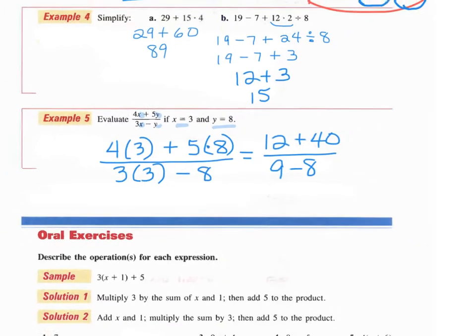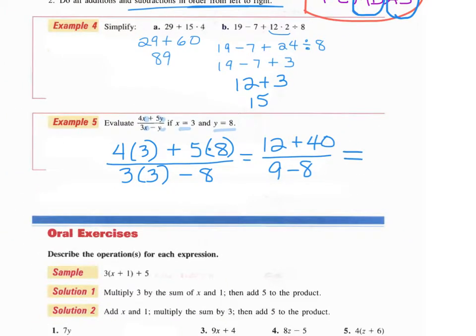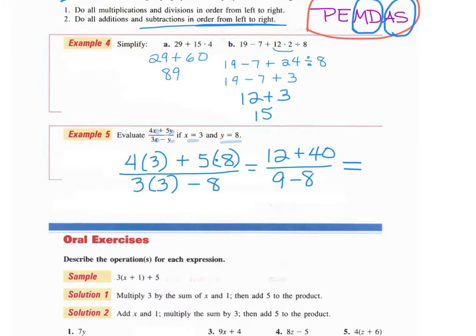And then now in the next step, you could show the addition and the subtraction. What's 12 plus 40? Okay, and what's 9 minus 8? 1. All right, and then notice anything divided by 1, and this is going to simplify to 52. Pretty good so far? Am I going too fast? All right.